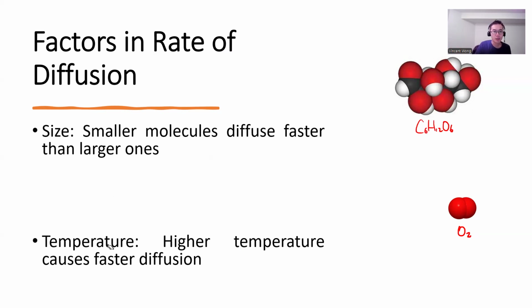Second factor that affects the rate of diffusion would be temperature. The higher the temperature, the faster things will spread out, because higher temperature gives more energy to the molecules, and they become more energetic. They're able to spread out quicker.